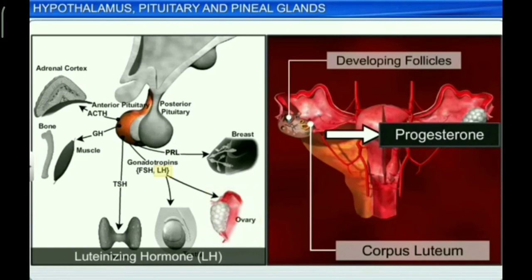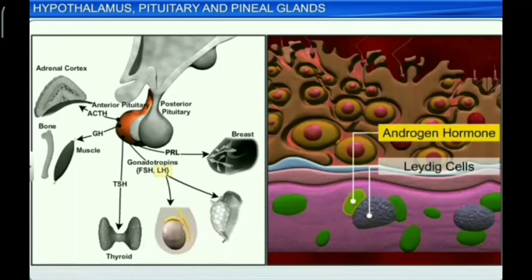In females, the luteinizing hormone helps in ovulation, that means discharge of ovum from Graafian follicle. FSH and LH are responsible for stimulation of ovaries to produce estrogen, whereas LH, that is luteinizing hormone, induces the ruptured follicles to develop into corpus luteum and for production of progesterone.